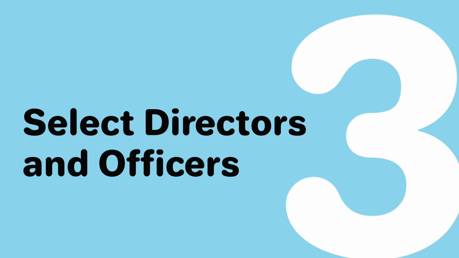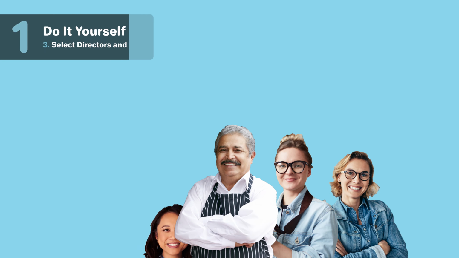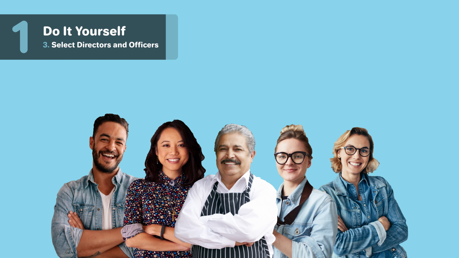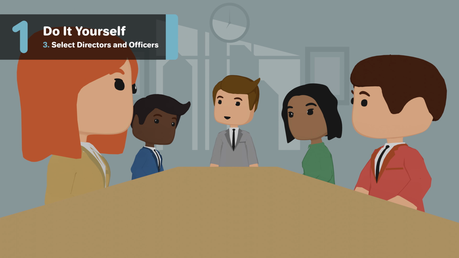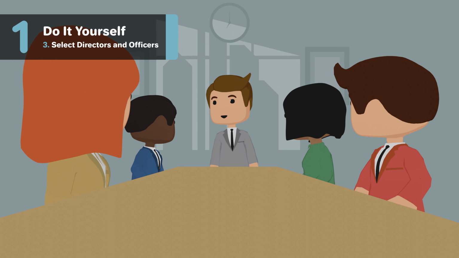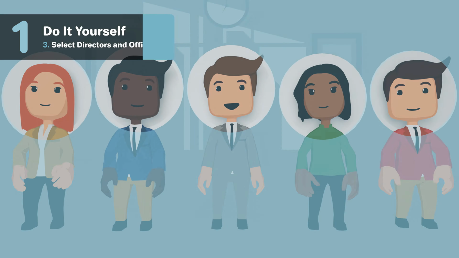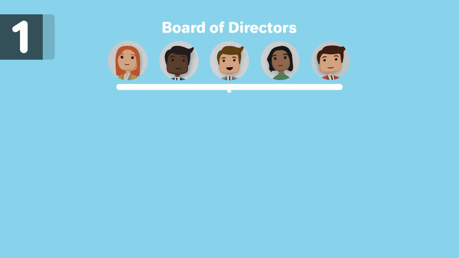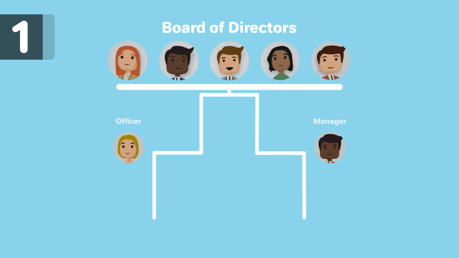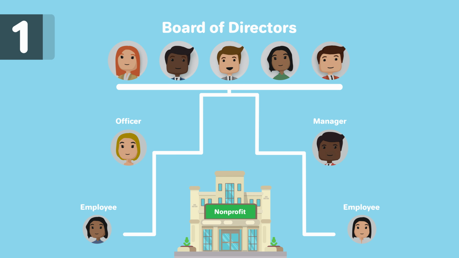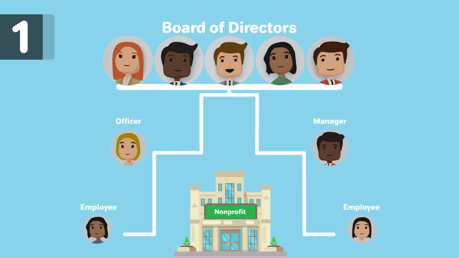3. Select directors and officers. Your nonprofit corporation will be made up of some number of directors and officers. The directors of a nonprofit are responsible for overseeing the operations of the organization. Together, they form the board of directors. The power and influence of the directors over the organization comes from them as a board. The directors themselves do not have any authority as individuals.